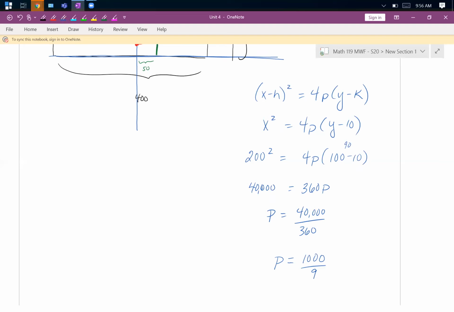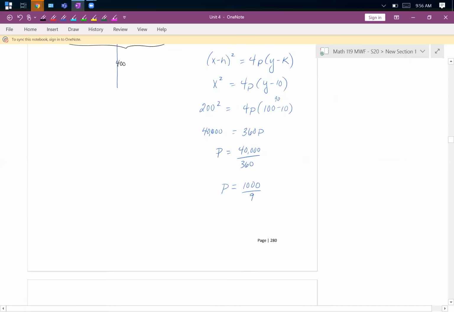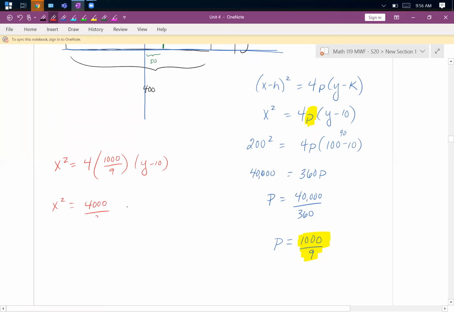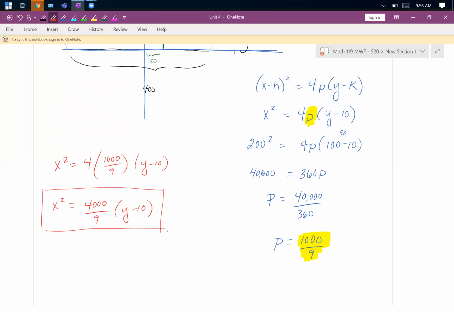All right, well, now I can take this p-value and plug it into here, and we'll have our equation. So x squared equals 4 times p times this y minus 10, and then I just clean that up a little bit. So we're looking at 4,000 over 9 times y minus 10. But that's not our answer, right? This is just the equation that we're going to use to find our answer.